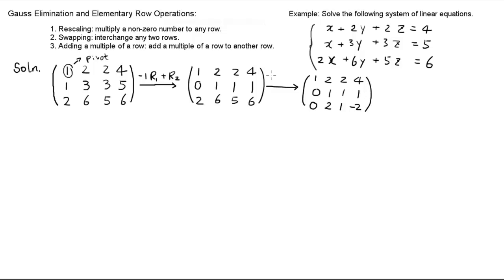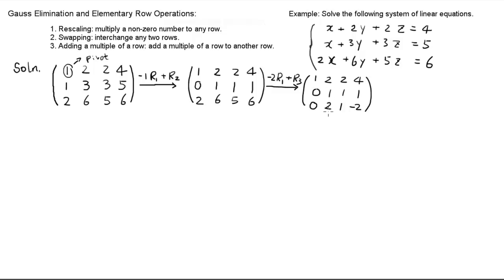So this one means it's -2 times R1 plus R3. This is again adding a multiple of a row. We add -2 times the first row to the last row. Now the first column is done. We have this pivot over here is 1, and then the rest of the entries are 0.